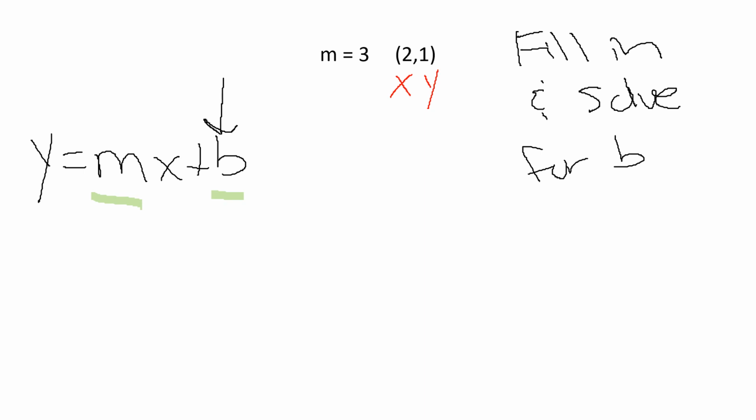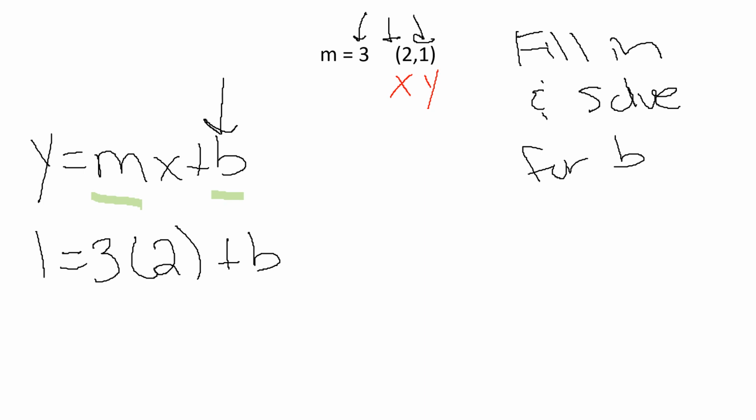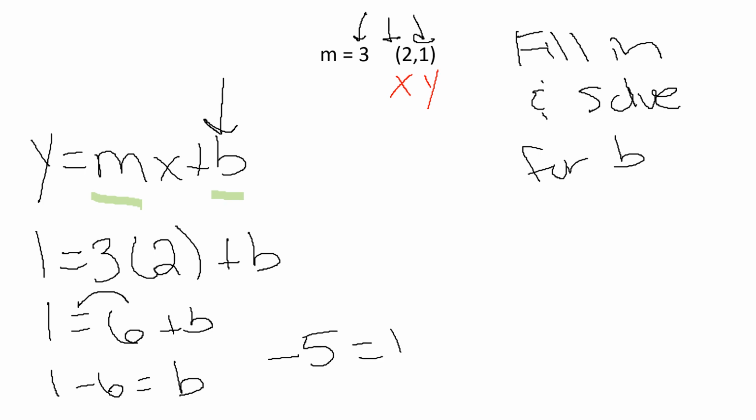So I'm going to use my y equals mx plus b, and I'm going to fill in my values. Remember, in a coordinate, x is first, y is second. So y is now 1 equals m, which is 3, times x, which is 2, and I am multiplying between the m and the x because two things side by side with no sign means multiply, plus b. And now I'm going to just work through solving for b. I'm going to move my 6 over. So 1 minus 6 is -5 equals b.